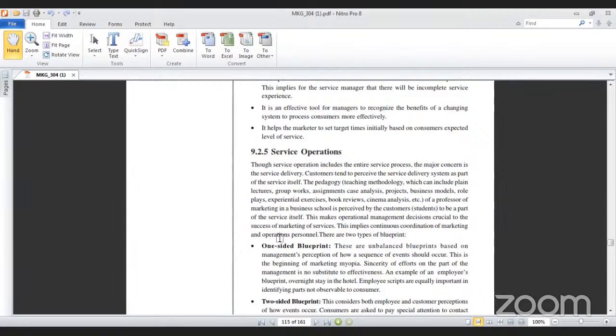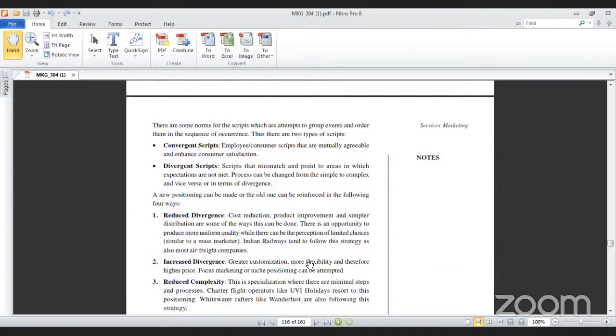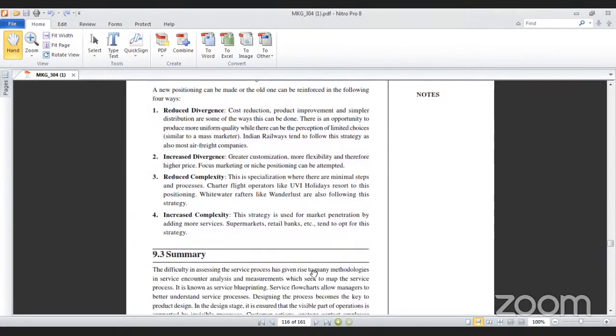There are two types of blueprints. The first type is the one-sided blueprint. The second is the two-sided blueprint. There are two types of scripts: first, conversion scripts and second, diversion scripts. New positions can be made or the old one can be reinforced in the following four ways. First, reduce divergence. Second, increase divergence. Third, reduce complexity. Fourth, increase complexity.